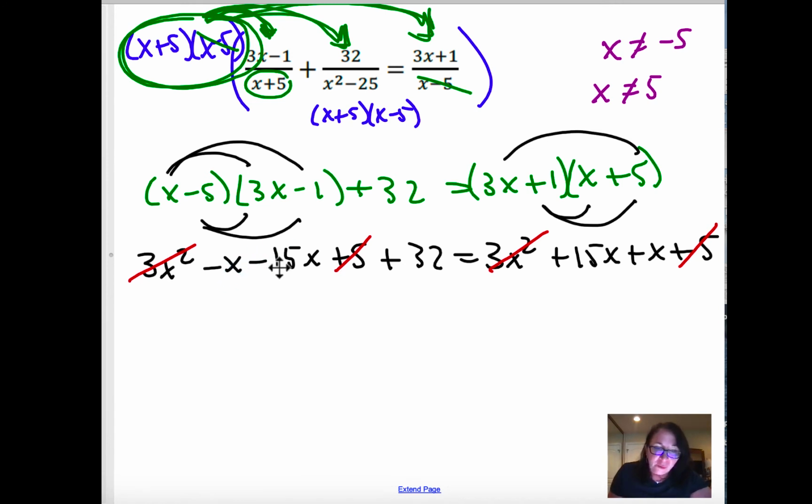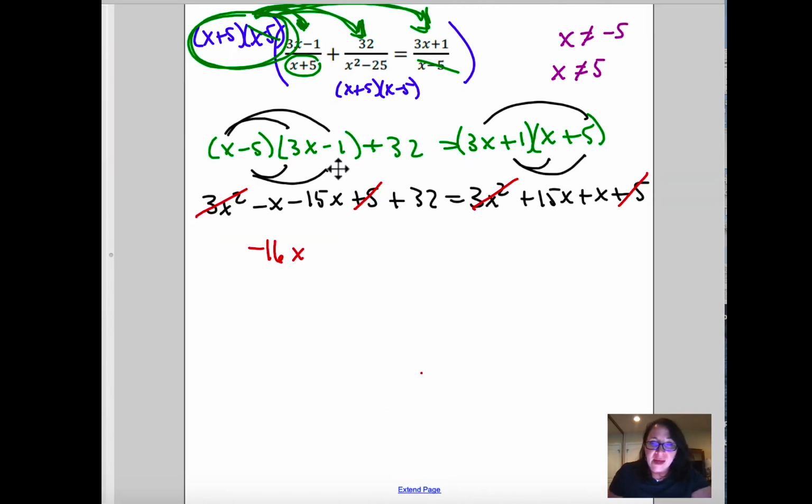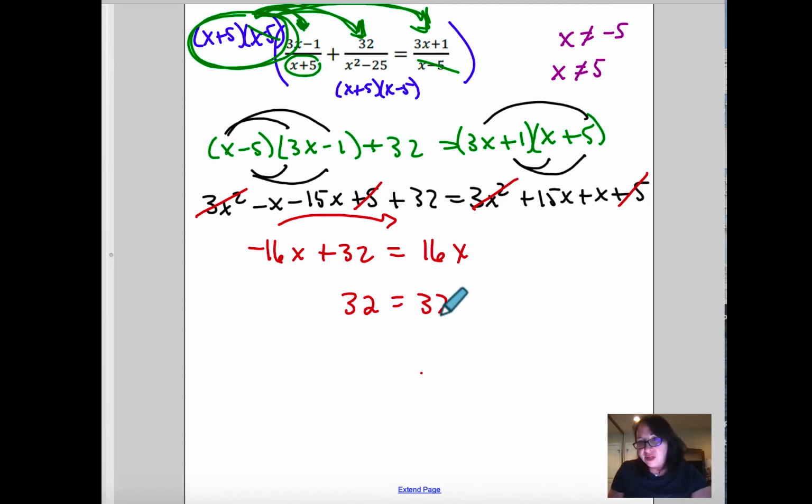It looks like -1 and -15 is -16x. Need a little more room, I think. Plus 32 equals 15 plus 1 is 16x equals 16x. Okay, I'm going to move this 16x over to the right. And so on the left, I have 32 equals 32x. So it looks like x equals 1.